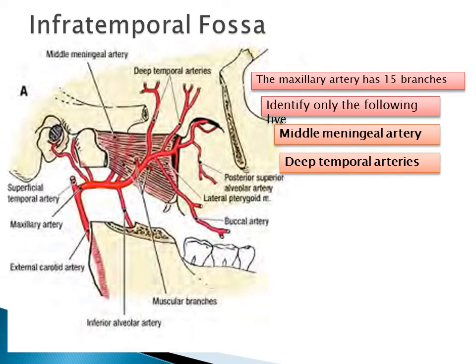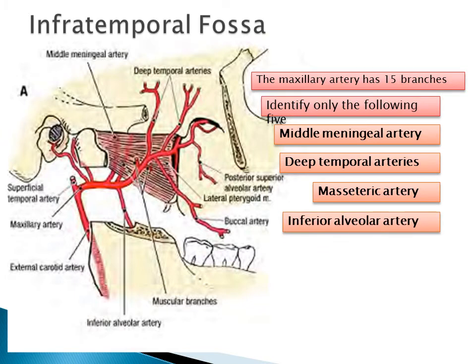Next are the deep temporal arteries. You have several, anterior and posterior. These will pass superiorly and laterally across the roof of the infratemporal fossa and then enter the deep surface of the temporalis muscle. Then you have the masseteric artery, which has actually been cut in a previous dissection step, but it courses laterally usually and passes through the mandibular notch to enter the deep surface of the masseter muscle.